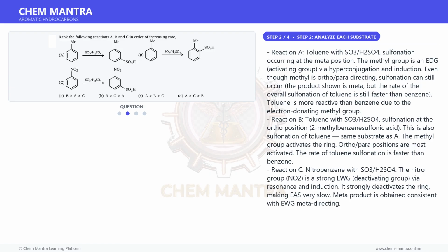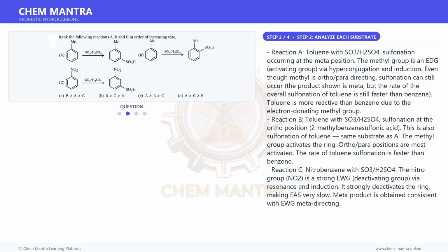Reaction B, toluene with SO3H to SO4, sulfonation at the ortho position to methylbenzenesulfonic acid. This is also sulfonation of toluene, same substrate as A. The methyl group activates the ring. Ortho-para positions are most activated. The rate of toluene sulfonation is faster than benzene.